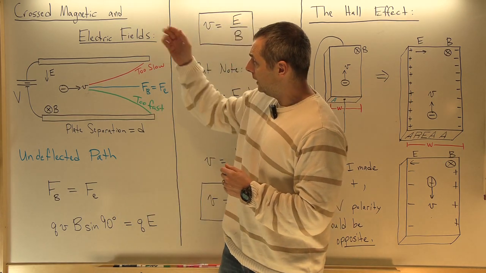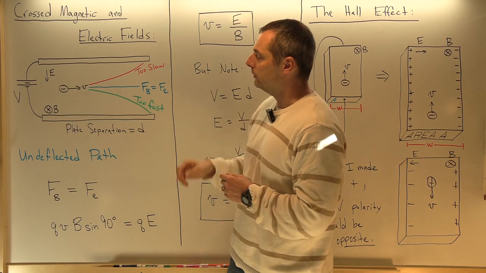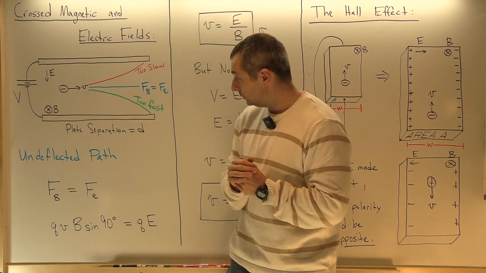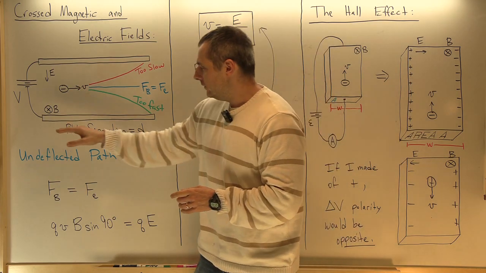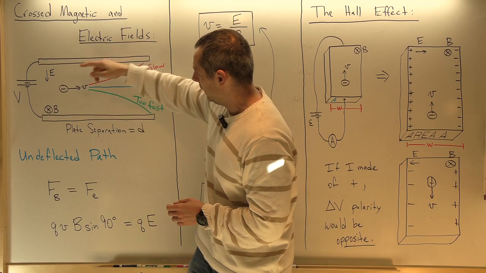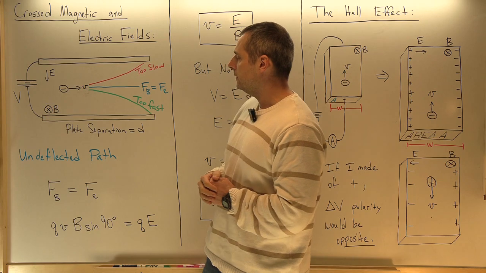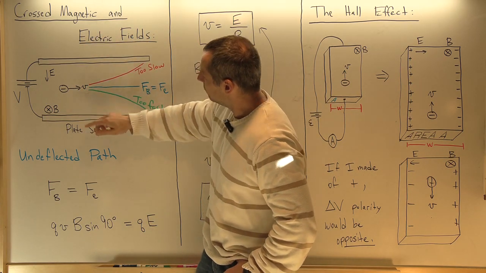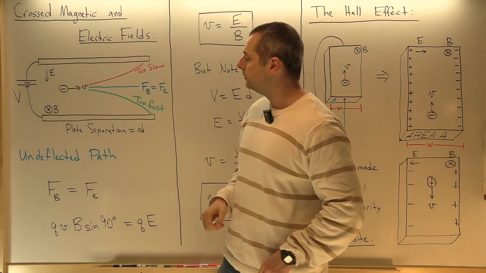And so let's begin with the topic where we have crossed magnetic and electric fields. Crossed meaning they're not lined up, they're at an angle to each other. So what I have here is a device that is basically a parallel plate capacitor. This is the positive plate, as we can see from the polarity of the battery, and this is the negative plate. And that creates an electric field from the positive plate to the negative plate, as you can see indicated by that arrow in the downward direction.